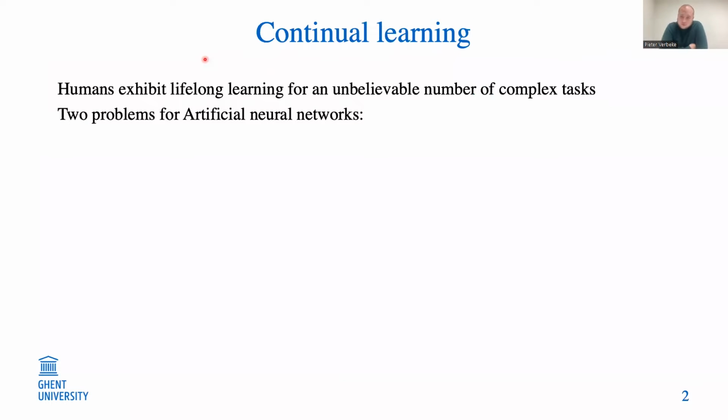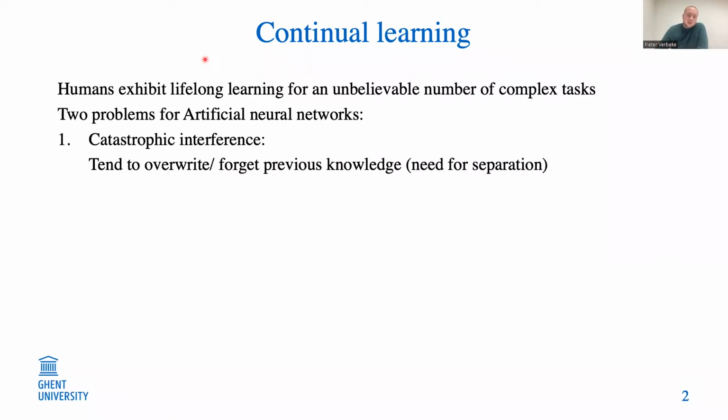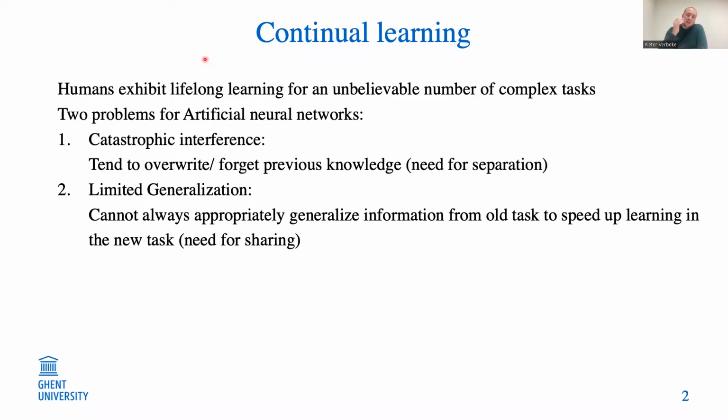So we started from the fact that humans exhibit lifelong learning for an unbelievable number of complex tasks. And in artificial neural networks, there are basically two problems for this continual learning. One is catastrophic interference. I guess most of you know it, where neural networks tend to override or forget previous knowledge. So there's basically a need to separate information according to the two tasks. Another challenge is generalization, because artificial networks cannot always appropriately generalize information from old tasks to speed up learning in the new task. So there's also a need to share information across tasks. And this is a balance that they need to find.